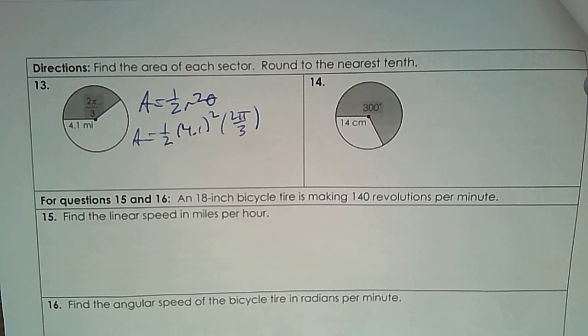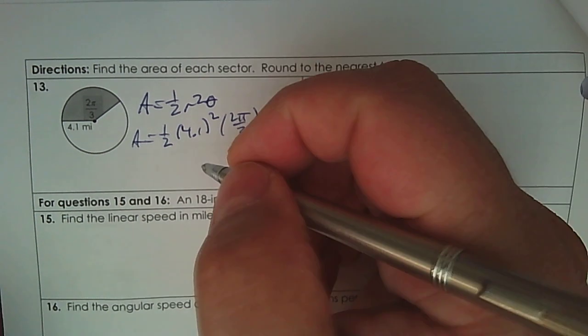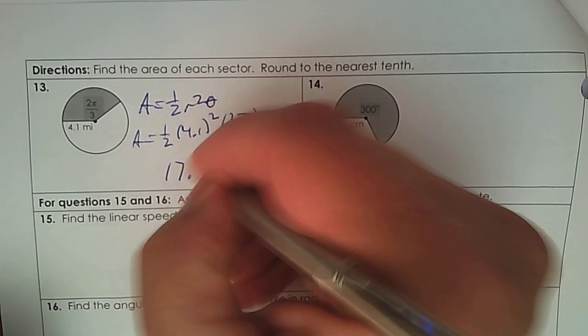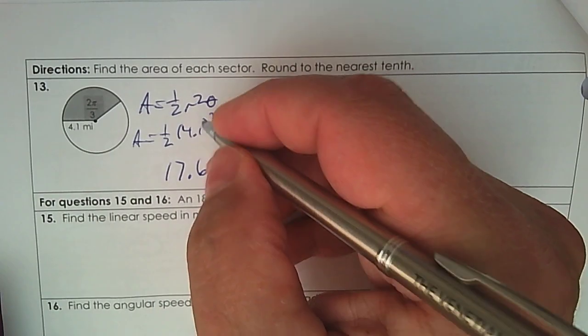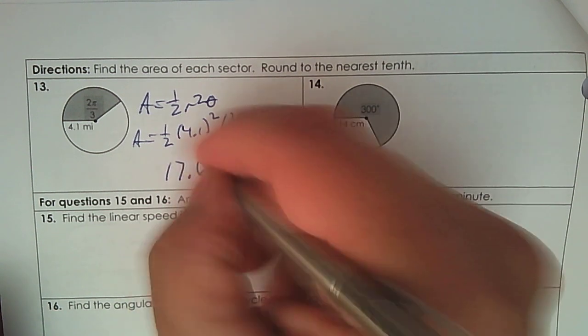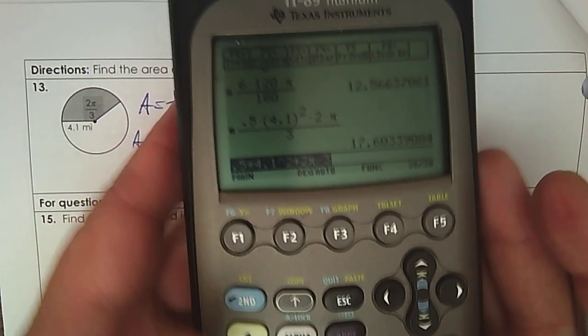I'm going to use 0.5. So 0.5 times 4.1 squared times 2 pi over 3. And I get 17.6. And this one's going to be miles squared. So again, this is what it looks like on mine.